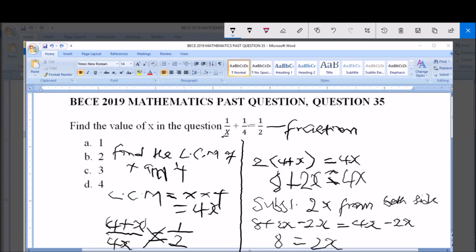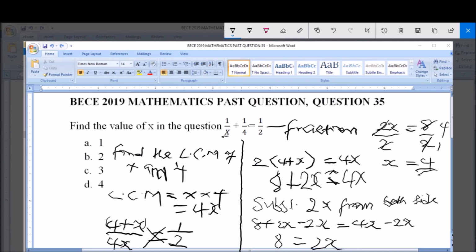Now we have that 2x is equal to 8, the same thing as 8 is equal to 2x. So to find x, we divide both sides by the coefficient of x, which is 2. We cancel this 2, and 2 here will give us 1. 2 in 8 will give us 4. Therefore, x is equal to 4. So the value of x is 4 in the equation 1 over x plus 1 over 4 is equal to 1 over 2.